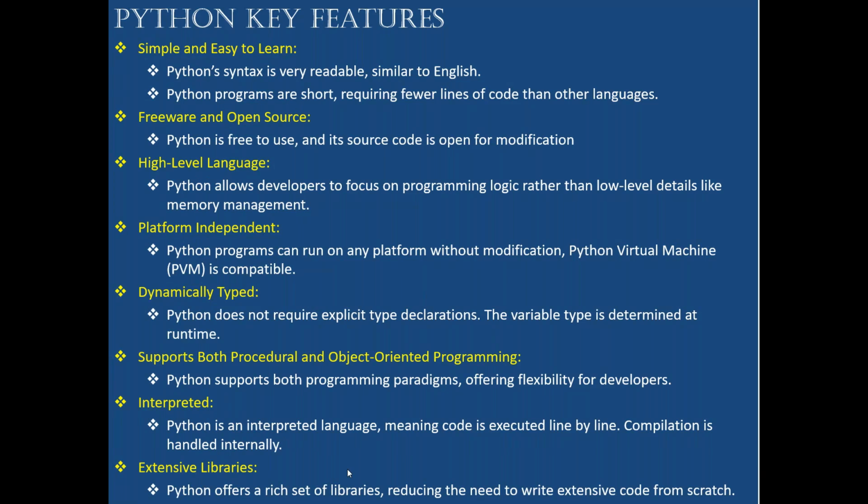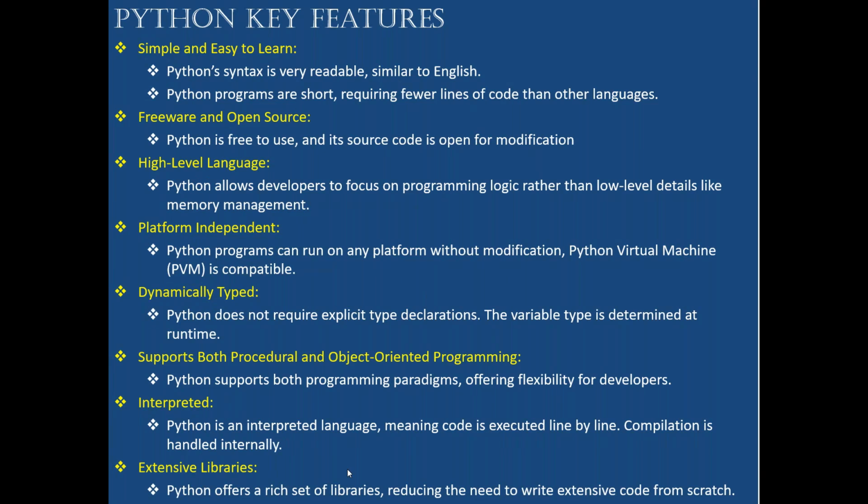Extension libraries. Python offers a rich set of libraries, reducing the need to write extensive code from scratch. For example, you want to connect to some APIs, or read data from somewhere; you don't need to worry about code. We have inbuilt batteries, or libraries, you can call them. You can just import the library, it will tell you to provide these parameters, and it will connect to these sources and read the data directly.